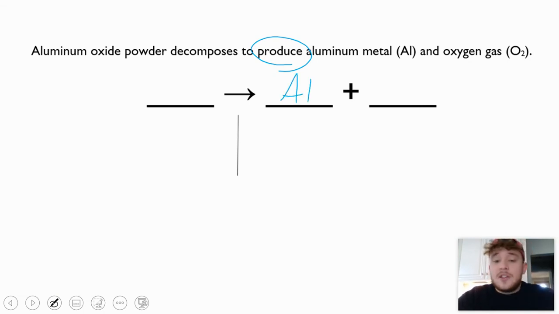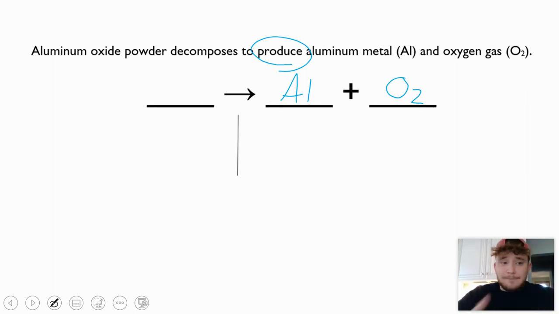All right, whatever. So we have aluminum metal and we have oxygen gas as our products. And I give you those formulas in the equation, in parentheses. But notice over here where it says aluminum oxide powder, I don't give you the formula for that. So that means I'm counting on you to understand how to get it.